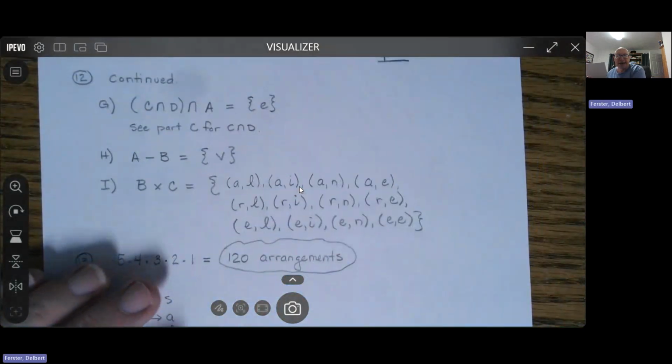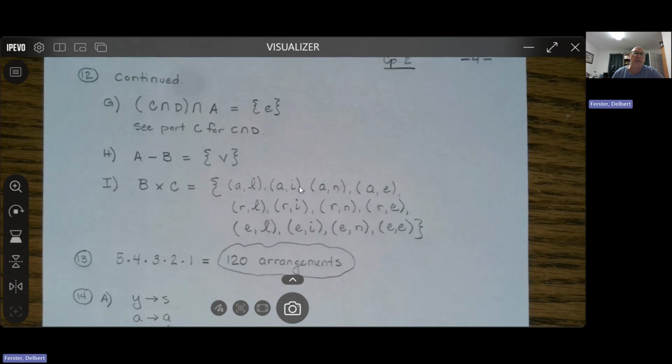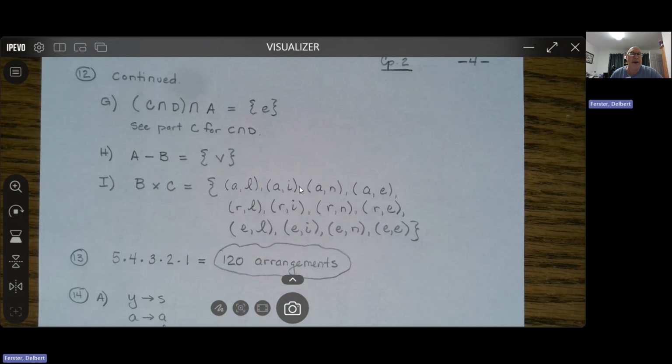Still working on sets. Okay. Part G. What can you find that's in the intersections of C and D and A? All right. So we're looking for intersections of C and D and A. So you're looking for elements that are common to all three of those sets. I think the only one that is E.